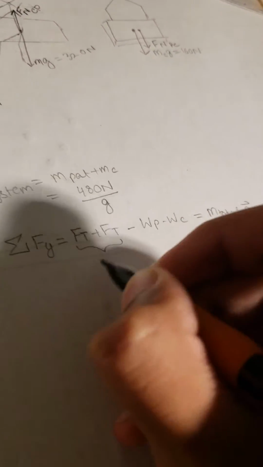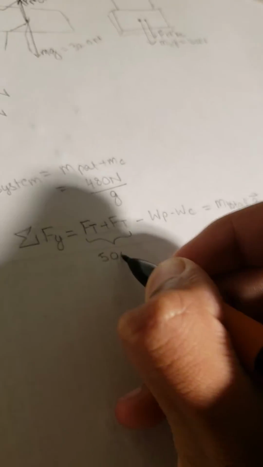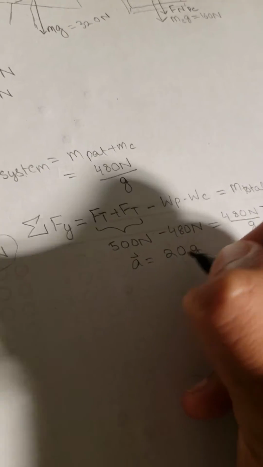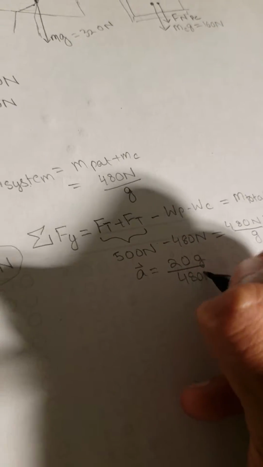Now we already know that this is equal to 500 newtons, since each of them is 250 newtons. And we already found that the total net weight acting downwards is 480 newtons. So that's 480. Their total mass, like I mentioned before, is 480 newtons divided by g. Now to solve for their acceleration, all we need to do is rearrange this equation and solve for a.